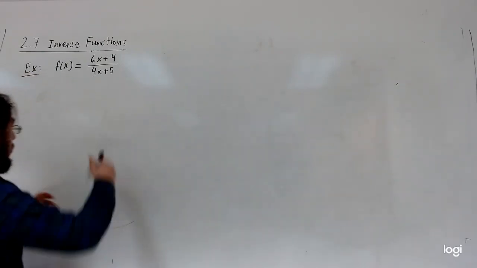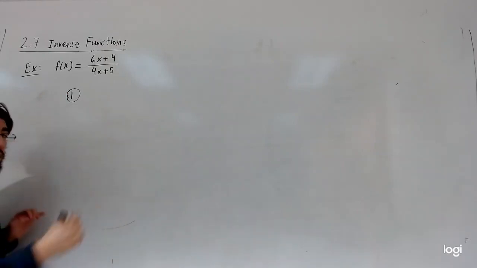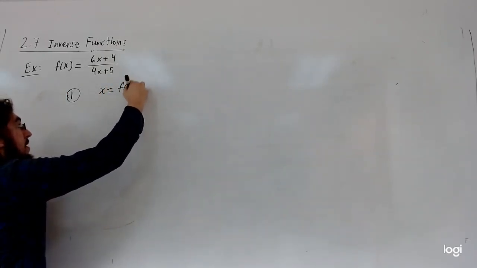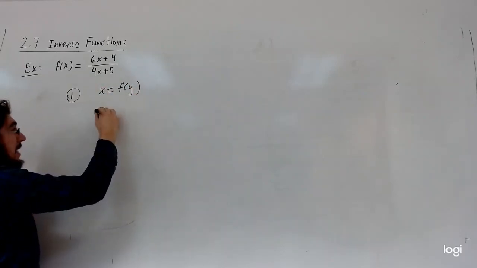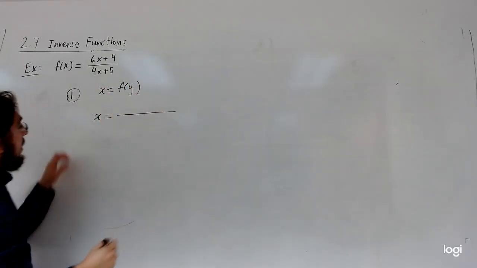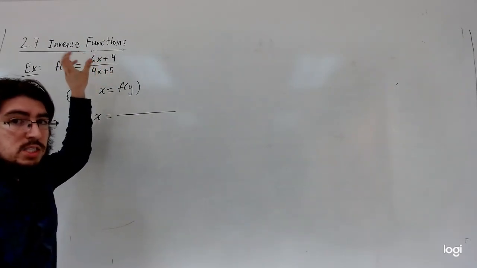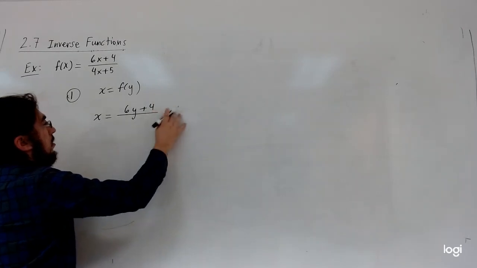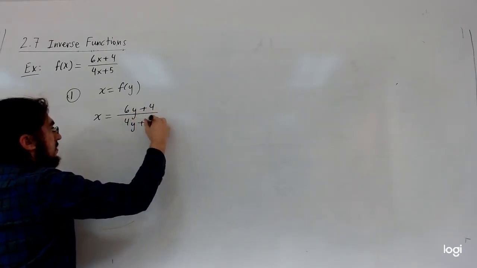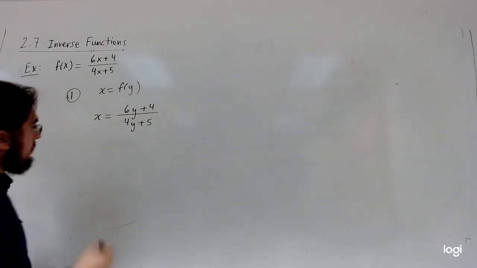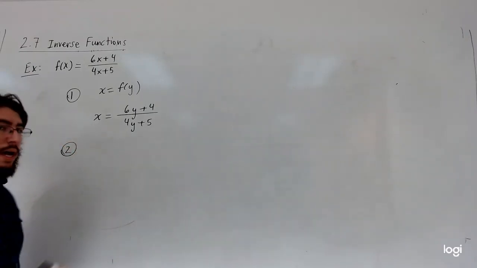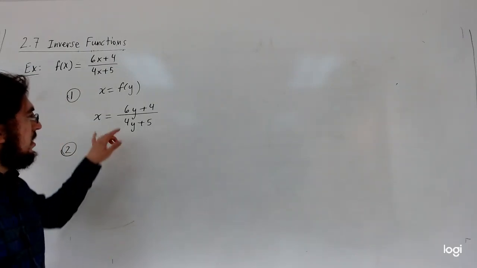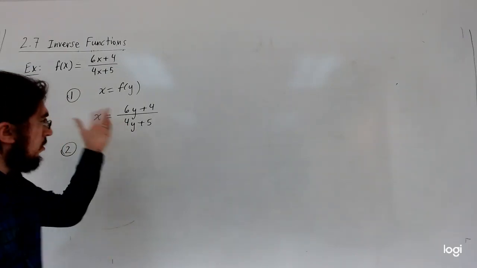So the steps from before, remember there are two main steps. The first step is to let x equal f of y. So if we do that, that means x is going to be equal to f of y. This is f of x. F of y is just replacing all x's with y's. So it's 6y plus 4 over 4y plus 5. And that's how that goes. Second step is to solve for y and call it f inverse of x. So to solve for y is going to be a little weird, but I'm going to cross multiply.